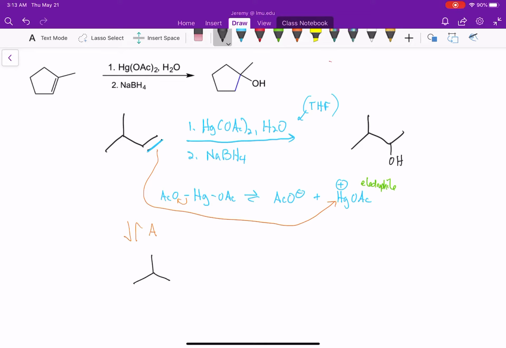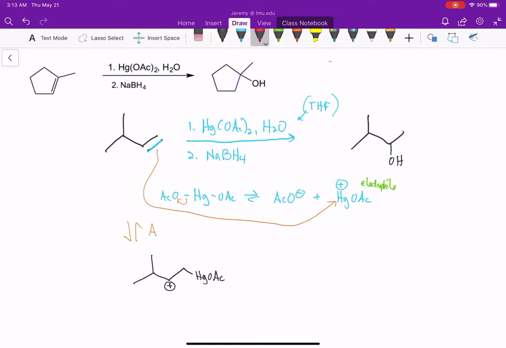And this leads to an interesting situation here. Where do we add the mercury, right? So we can add the mercury to the end carbon, HgOAc, which gives us a secondary carbocation. But why does that not rearrange?